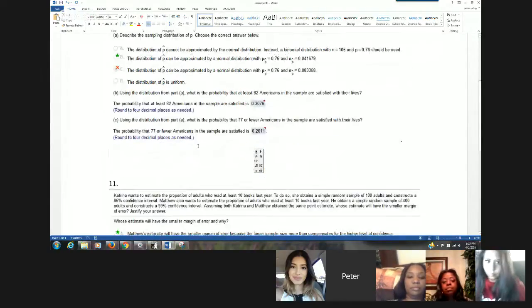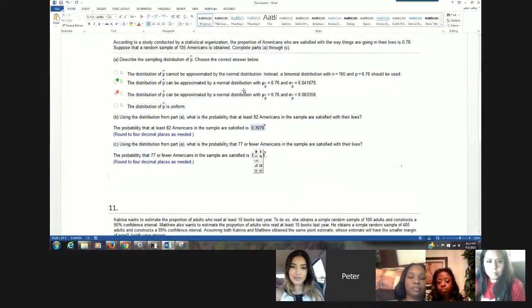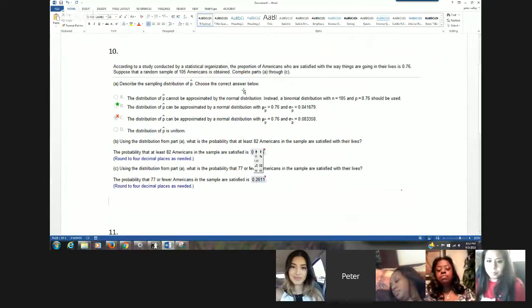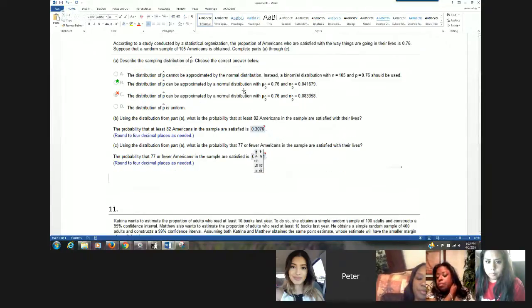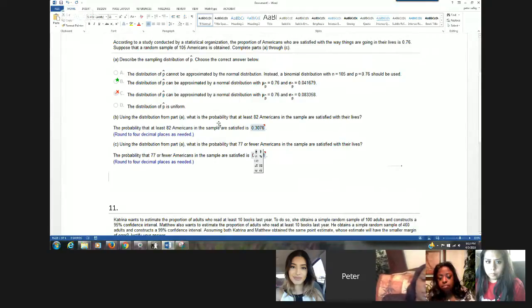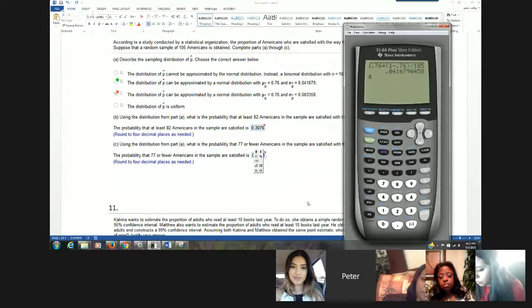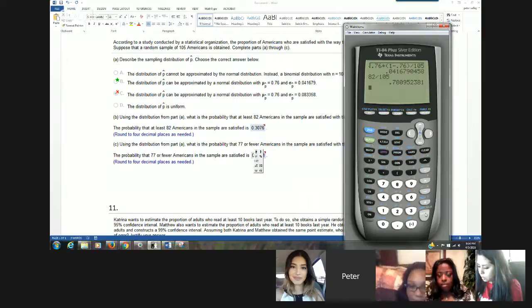Part B says, using the distribution from part A, what's the probability that at least 82 are satisfied with their lives? The temptation we have to watch out for here is that we're dealing with proportional data, so anything I type in the calculator for this problem needs to be in terms of a proportion. So when they say at least 82, I'm not using 82 the way it is. I need the proportion that matches. That's 82 divided by 105, which is 0.78. So in my head I need to think: when they say at least 82, they mean at least 0.78, and then I can use the other information from the problem.